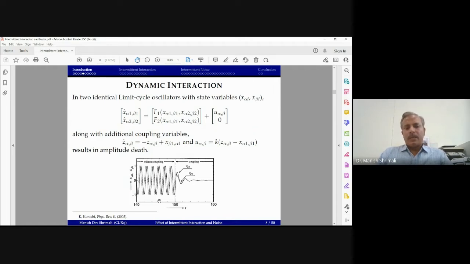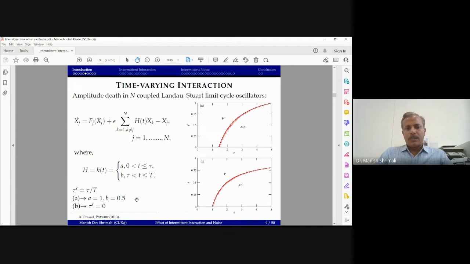A very early observation of this dynamic interaction was by Konishi in 2003, where he introduced an additional coupling variable Z in these limit cycle oscillators given by these two equations, where Z is also changing with time, and because of that, as soon as you switch on the coupling, the system goes to the steady state. Later in 2013, Awadhesh Prasad also studied similar phenomena, going from the oscillatory state to the steady state, where the interaction function is given by h(t)(xk minus xj), where h is a function of time t.